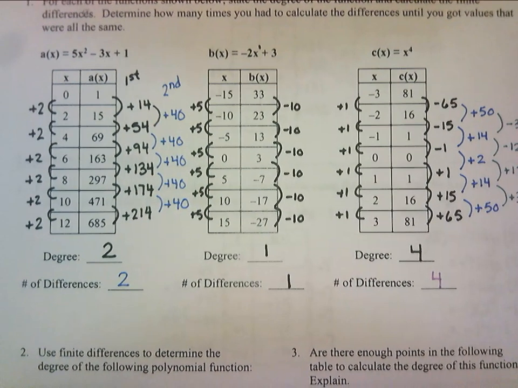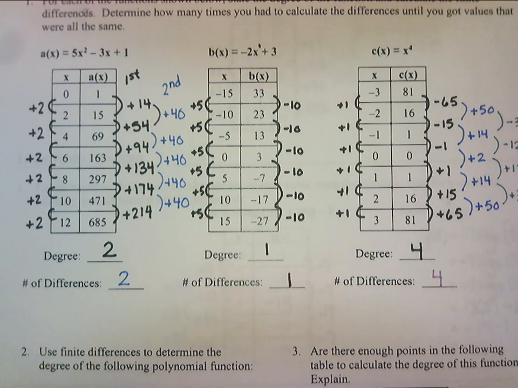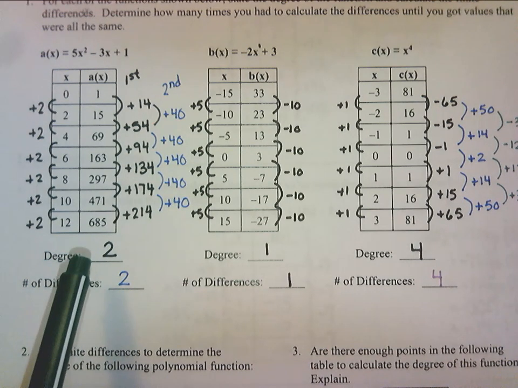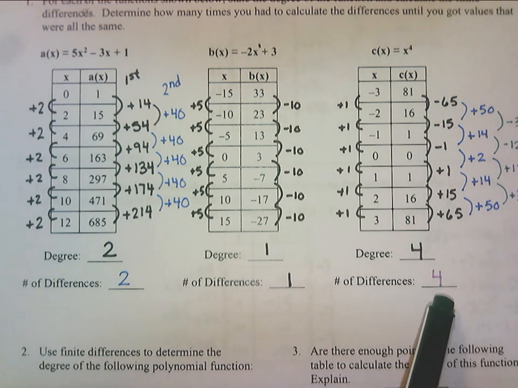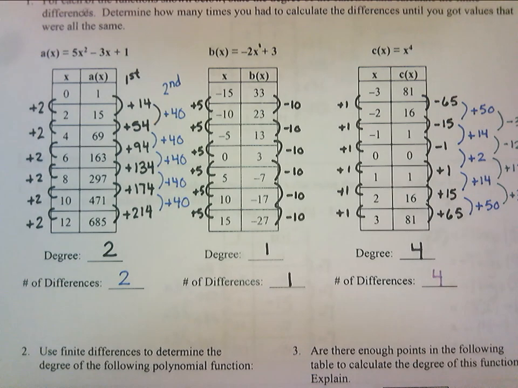What I want to take away from this is that with a polynomial function, the degree of the function and the number of times that you would have to calculate the differences are going to be equal. That's really helpful if you have data and you want to figure out, is it x to the power of 3 or x to the power of 4 or x to the power of 10? You can use the differences to help you figure out what the degree is.